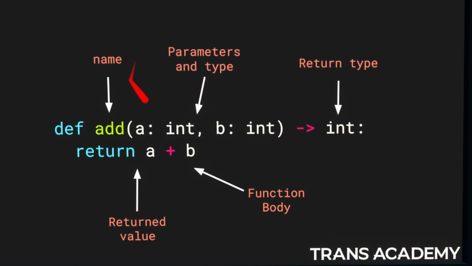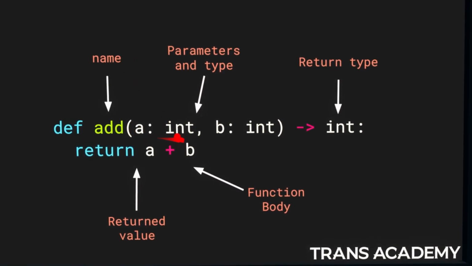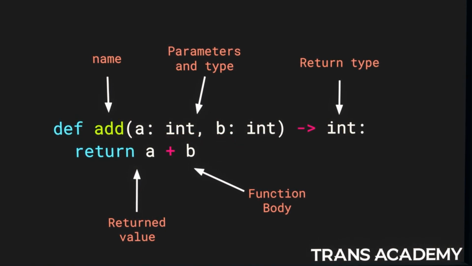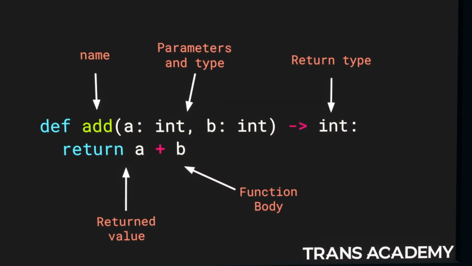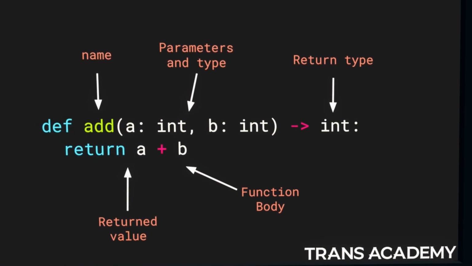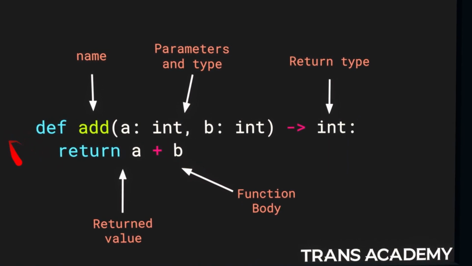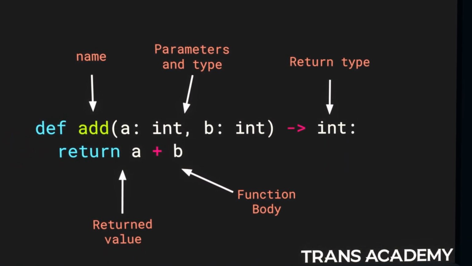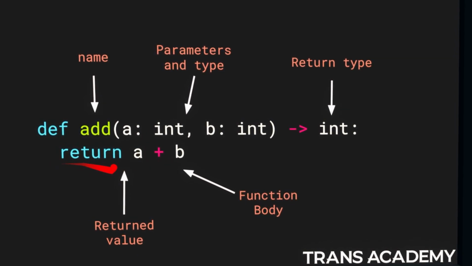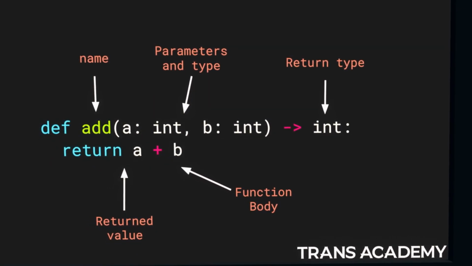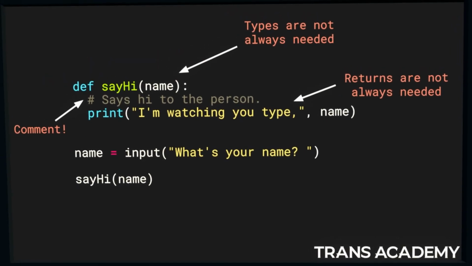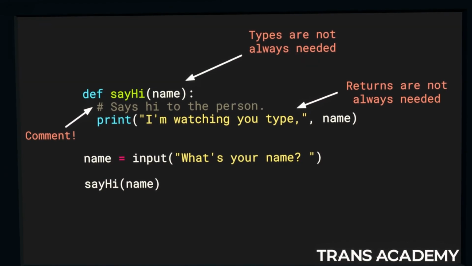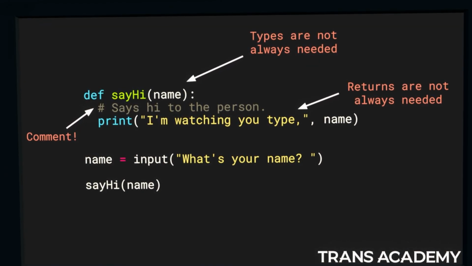In this case, we have two values being passed in, which are of type int. The function is named add. It's going to return an int. The function body is everything below this def, and the returned value is going to be whatever is specified by this return keyword. I am moving fairly quickly, so if anyone wants to stop me for clarification on anything, please feel free.